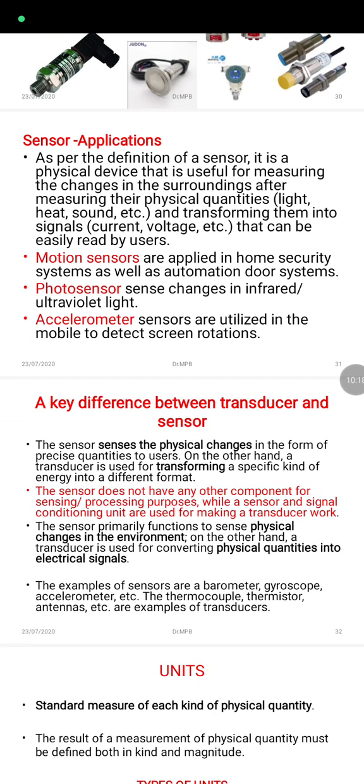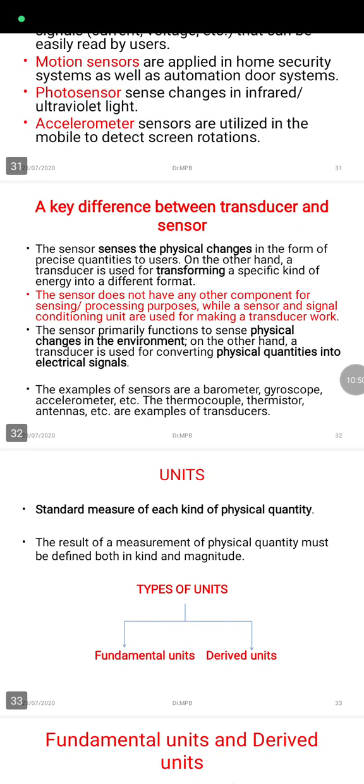As per the definition, a sensor is a physical device that is useful for measuring changes in surroundings, measuring physical quantities and transforming them into a signal that can be easily read by users. Examples: motion sensors applied in home security systems as well as automatic door systems. Photosensors sense changes in infrared or ultraviolet light. Accelerometer sensors are utilized in mobiles to detect screen rotations.